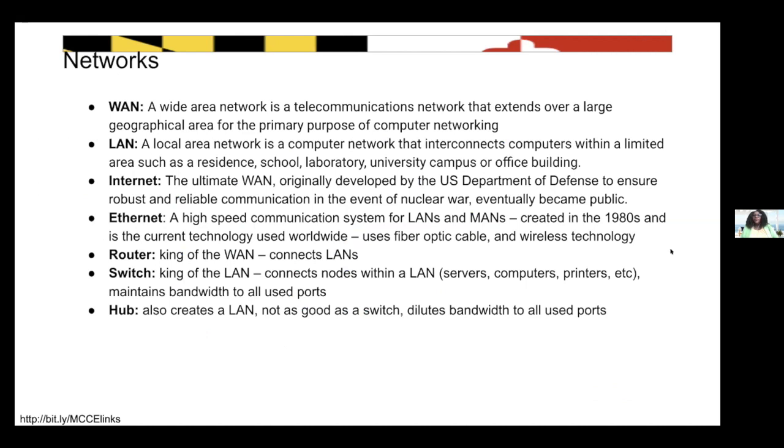Here we have a couple that we're going to look at. We can start with the wide area network. It's a telecommunication network that extends over a large geographical area for the primary purpose of computer networking. Then we have a LAN, the local area network, which interconnects computers within a limited area, such as residential, school, labs, university campuses, or office buildings. And then we have the internet, the ultimate one. It was originally developed by the US Department of Defense to ensure robust and reliable communication in the event of nuclear war, and eventually became public.